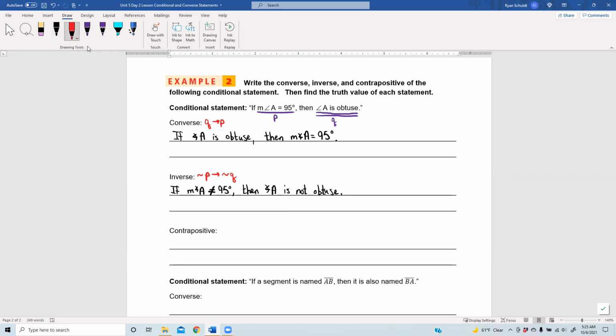Then we have the contrapositive. That's where you have to do the nots and you flip it. So if not Q, then not P. So if not Q, if angle A is not obtuse, then the measure of angle A is not equal to 95 degrees.